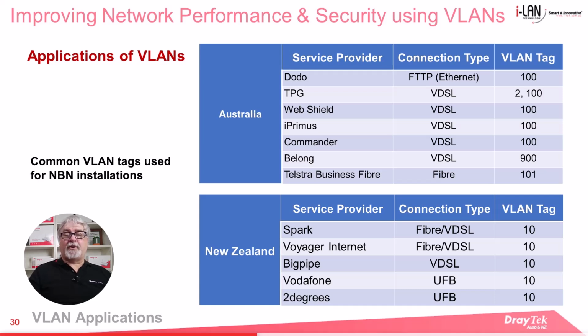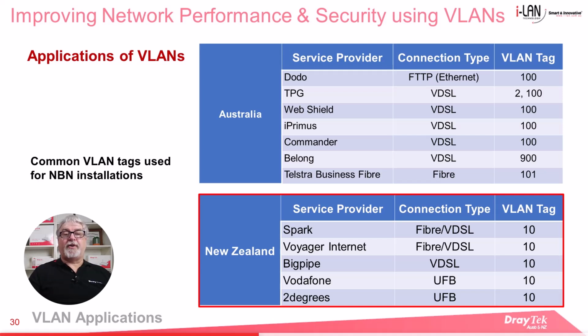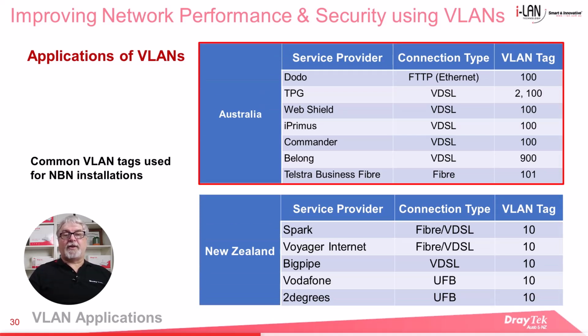This comes up with some New Zealand ISPs as well. The table at the bottom shows service providers in New Zealand use a VLAN tag of 10. Most ISPs in Australia use a tag of 100, but there are a number of exceptions, so don't assume. Well, you're not going to hurt anything by trying the wrong one. If that doesn't work, then you'll need to search the ISP's website to find the right one.